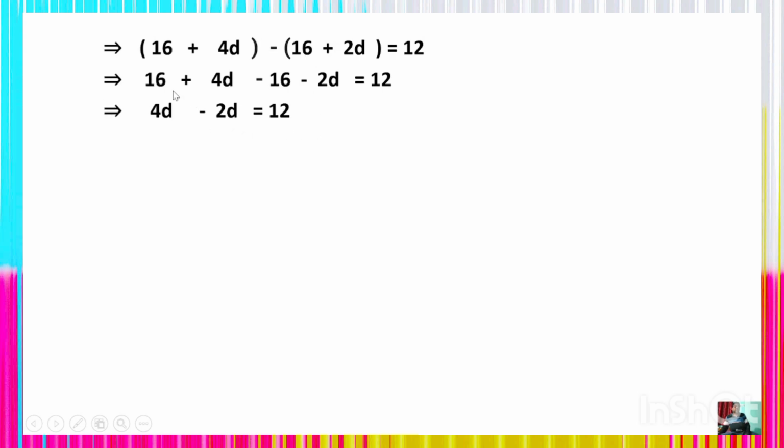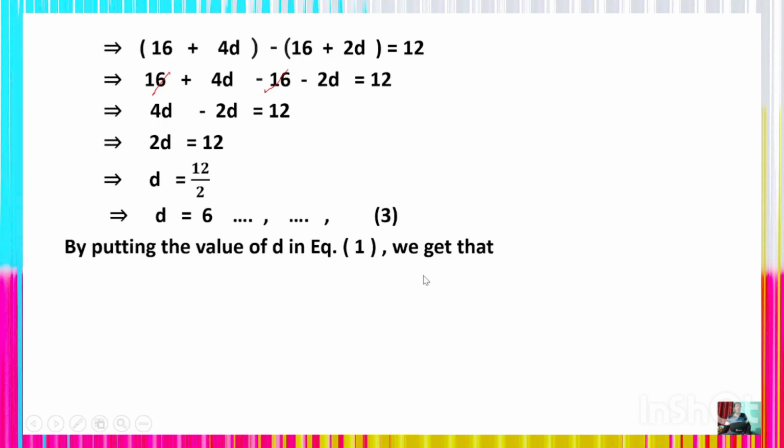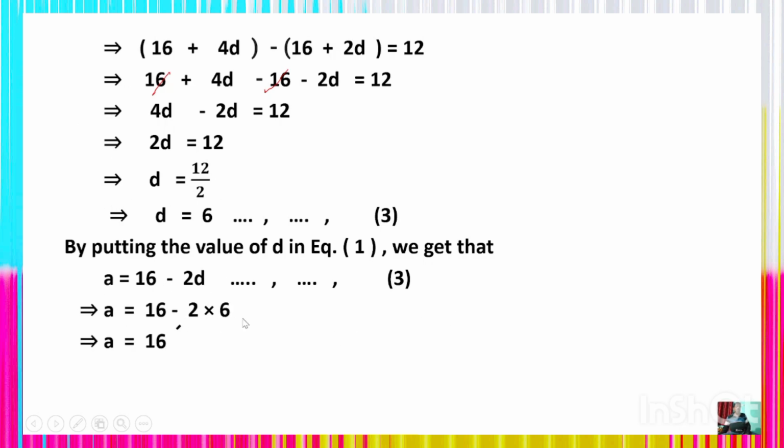You see now, plus 16 and minus 16 we can cancel. After cancellation it will be 4D minus 2D, which is 12. It means 2D is equal to 12 and D is equal to 12 upon 2, which is 6. D is equal to 6, equation number 3. D value we got. Now putting the value of D in equation 1, we shall get A is equal to 16 minus 2D. So A is equal to 16 minus 2 into 6, which is 16 minus 12, which is A is equal to 4.